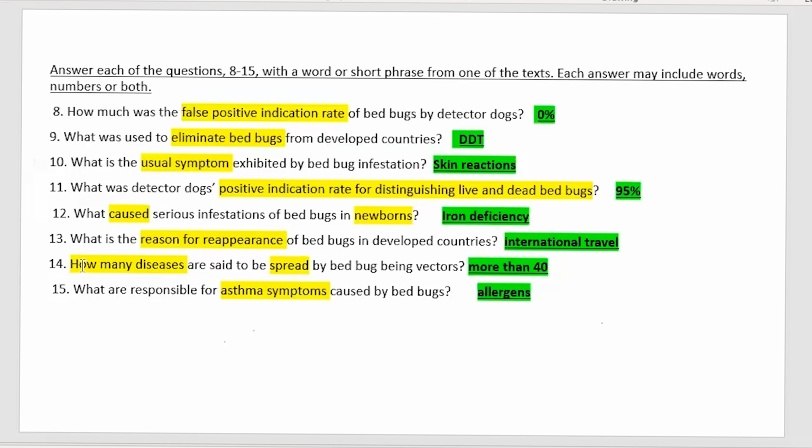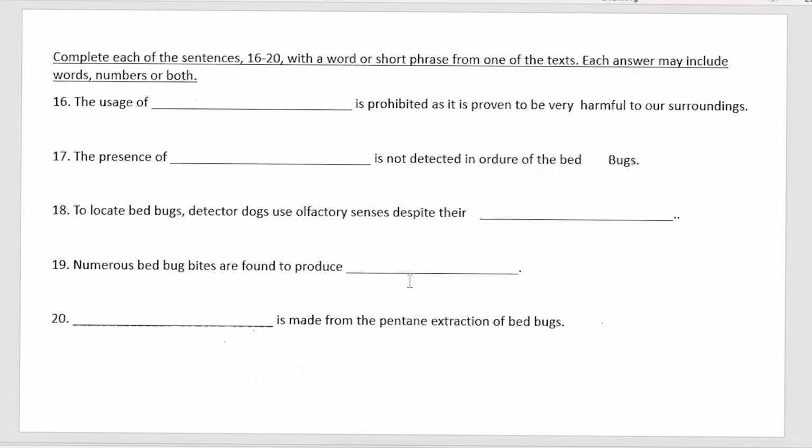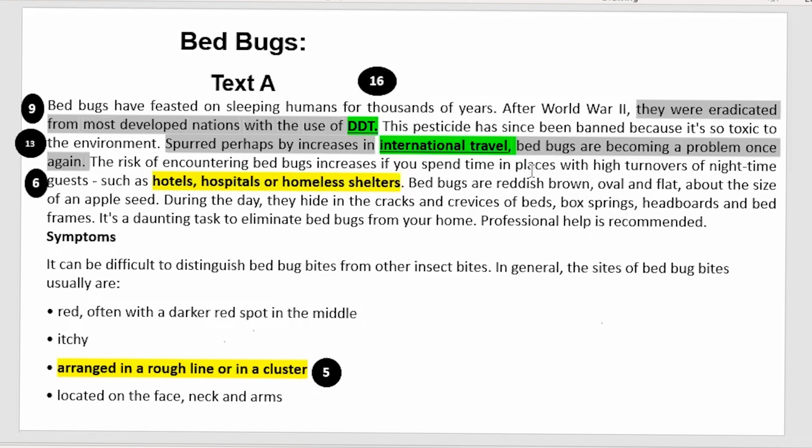Next, question number 13. What is the reason for reappearance of bedbugs in developed countries? You can find the answer in text A. Go to text A. It is clearly mentioned in the third sentence: perhaps by increases in international travel, bedbugs are becoming a problem once again. So once again means it is reappearing. So the synonym is used, reappearance. In the text it is mentioned once again.